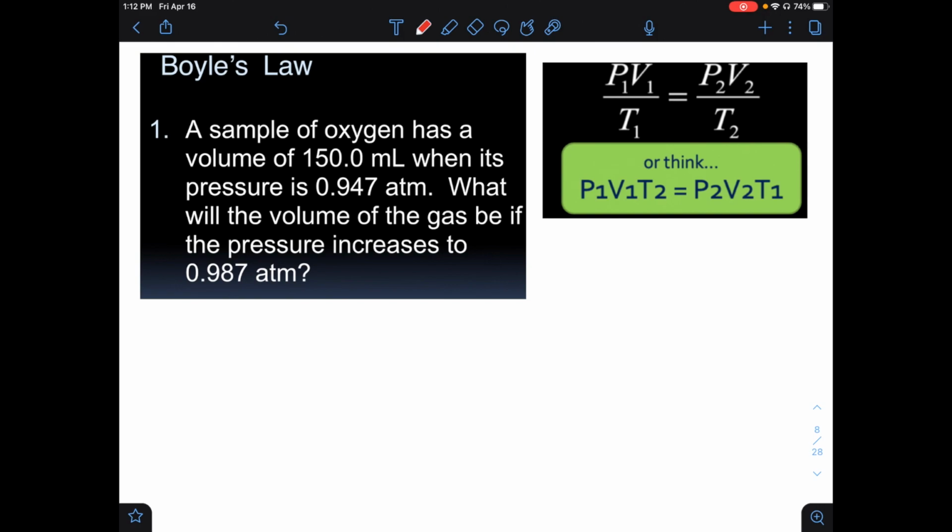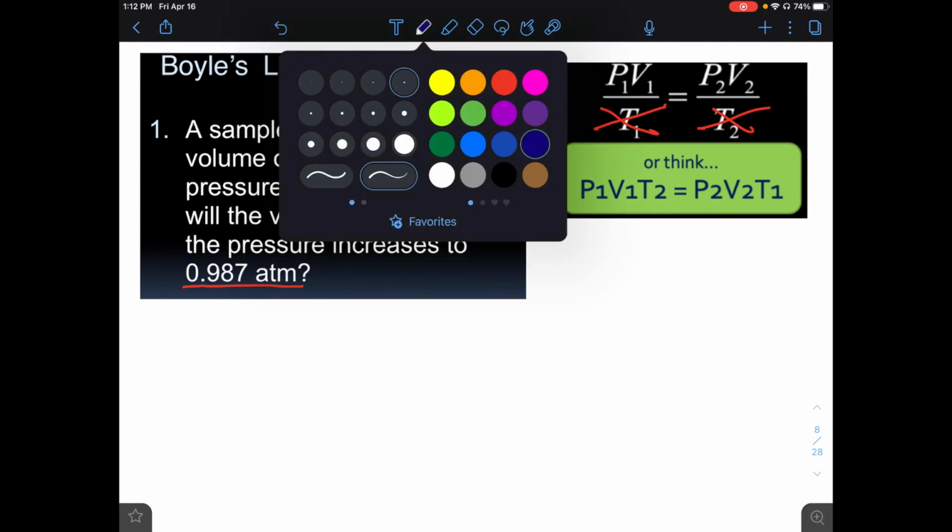A sample of oxygen has a volume of 150 milliliters when its pressure is 0.947 atmospheres. What will the new volume of the gas be if the pressure is increased to this? So when you go ahead and use the combined gas law formula, you can see here that it says nothing about temperature. So you can kind of forget about temperature as we're working with this because we're assuming that the temperature is going to stay constant.